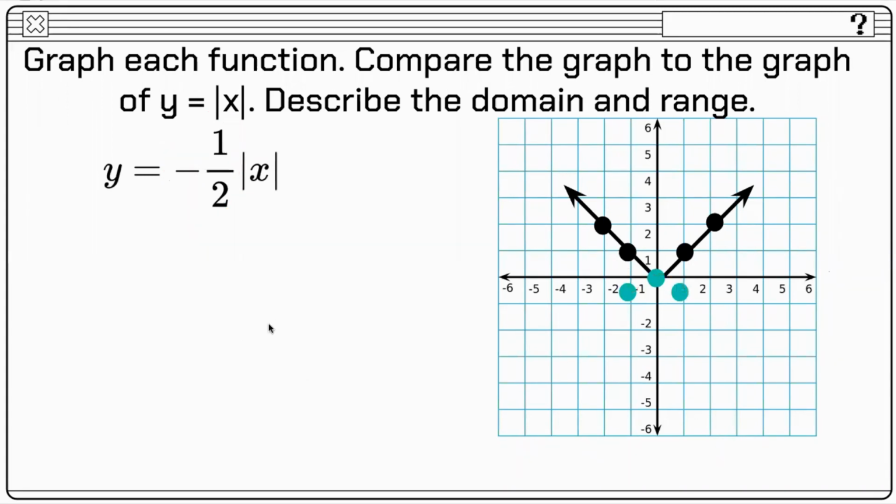And now you can do the same for going left 2 units. Normally when we go left 2 units for our original function, you're going up 2 units. But remember, this is negative 1/2. So you're going to go down half of those 2 units. So that means you're going down 1 unit. You can go ahead and plot your point right there. And if you go 2 units to the right, rather than going up 2 units, you're going to go down 1 unit. And there is your other point. And now you can go ahead and connect all the points that you've plotted.